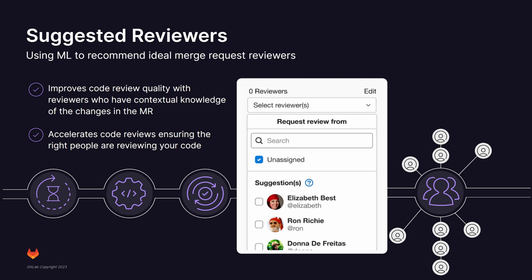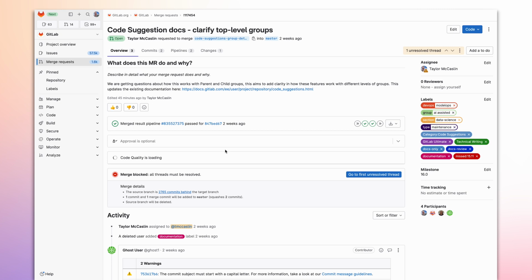Let's take a look at how this works in a real merge request. Once a developer opens a merge request with their new source code changes, it's common to request a code review. In this merge request, I have a documentation change, but haven't set a reviewer. In the Code Reviewers dropdown, I can receive suggestions.